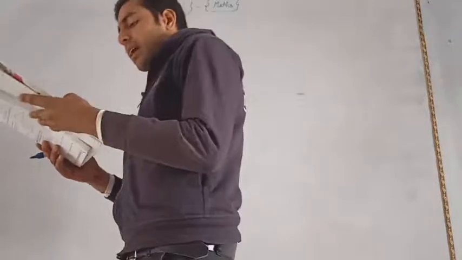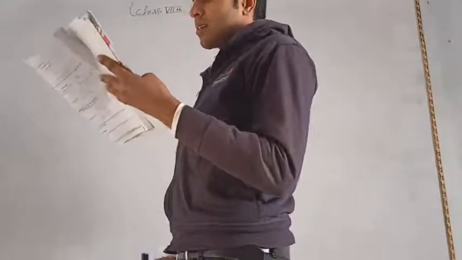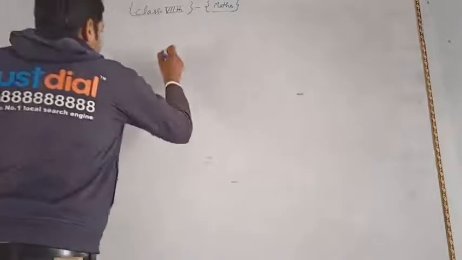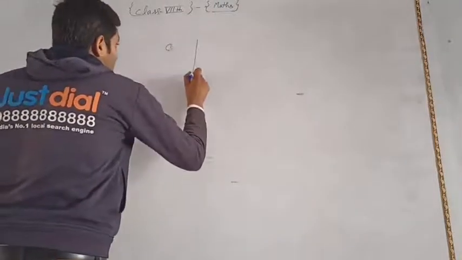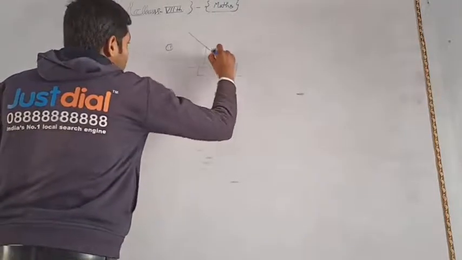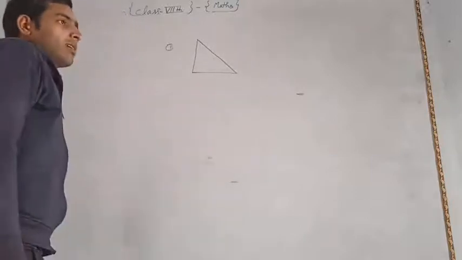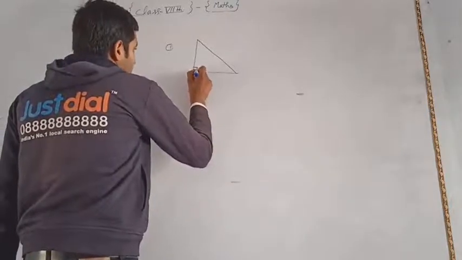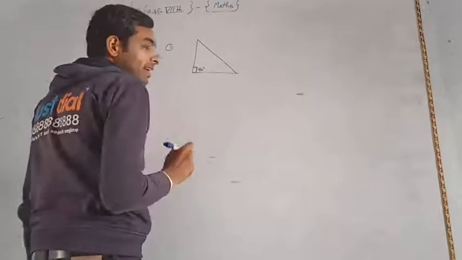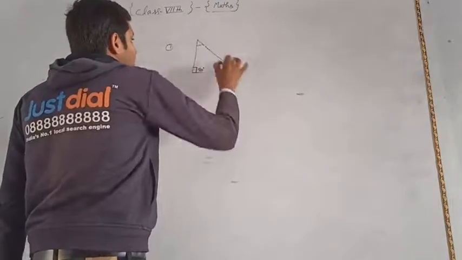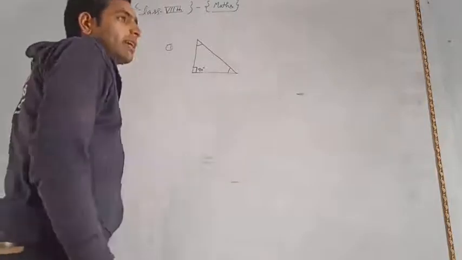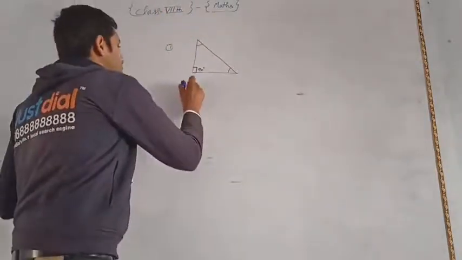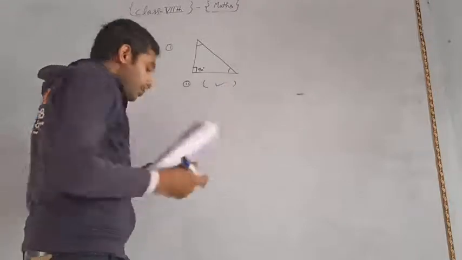In a right angle triangle, the angles other than the right angle are. So you know that in a triangle, the sum of the three interior angles is equal to 180 degrees, and one angle is also a right angle, 90 degrees. Then both remaining angles are acute angles. So here option number second is true.